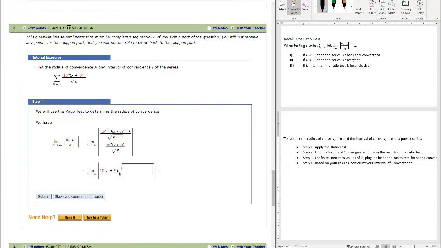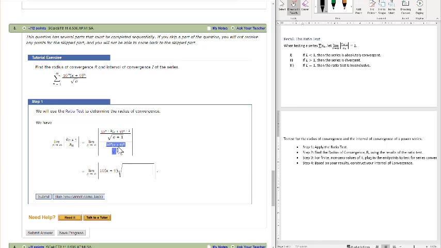Let's do a problem from your lab assignment, section 11.8. This is problem number 3. Find the radius of convergence and the interval of convergence for the series 10 to the n times (x minus 9) to the n divided by the square root of n, as n goes from 1 to infinity. So we will again use the ratio test. The ratio test takes the n plus first term and divides it by the nth term.